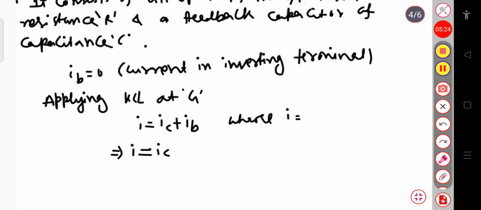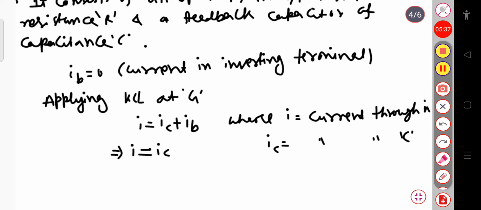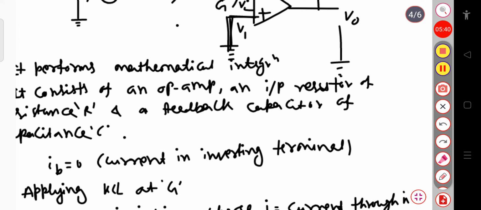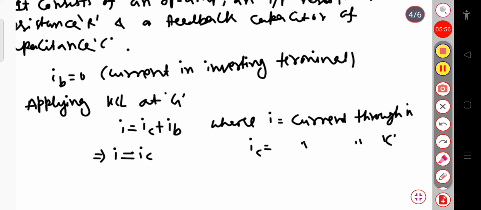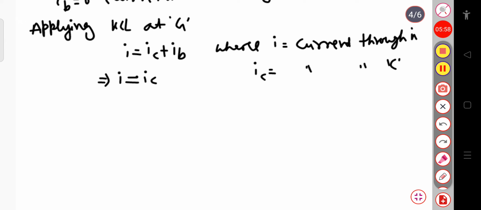I equal to current through R, and IC equal to current through the C, that is your capacitor. And now from this figure you can see what will be your current I. So here the resistor is connected, and suppose the signal voltage is Vs. Now this is your simple equation. I can write from this figure I will be equal to Vs by R.